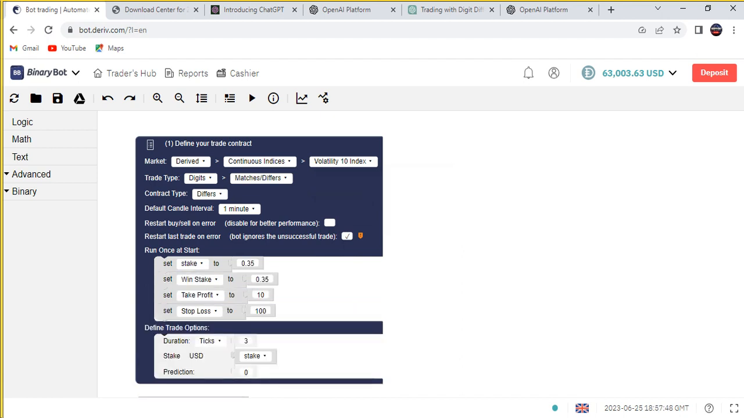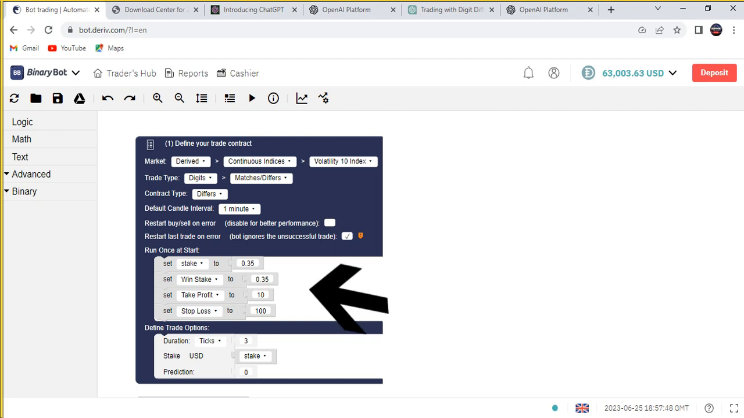Moving on, select the trade type as digit since we will be utilizing the Digit Differ bot. Similarly, the contract type should align with the bot's name, which is differs. Now, let's discuss the significance of the stake. In the stake field, you are required to enter the initial trade amount. As a recommendation, I suggest commencing with 0.35 as the stake amount. Furthermore, the win stake value should mirror the stake amount.